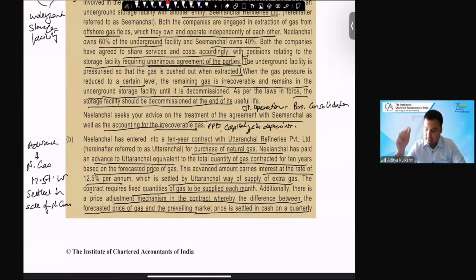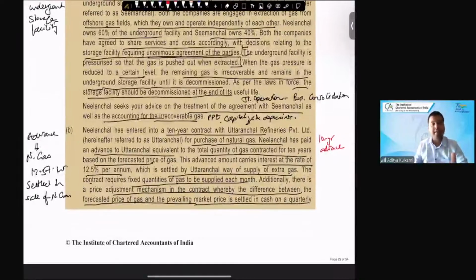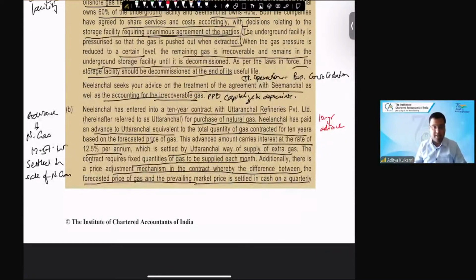So are you able to understand? One is the 10-year advance is given. Whatever I will buy from you in 10 years, I will pay for that upfront. So the 10-year advance is paid, and therefore the 10-year advance is carrying interest at the rate of 12.5%. This 12.5% settlement also is happening not in the form of cash, but in the form of extra gas. Are you able to understand? Yes, sir.